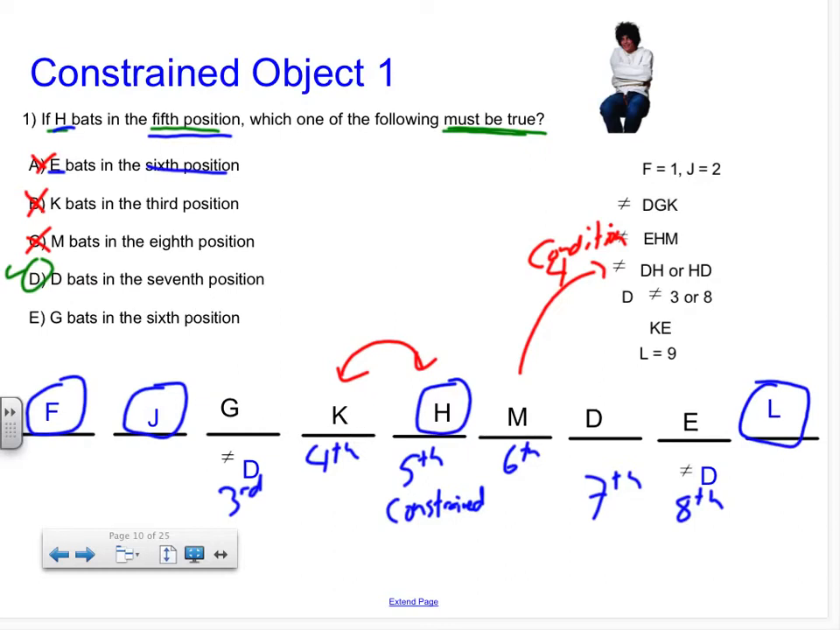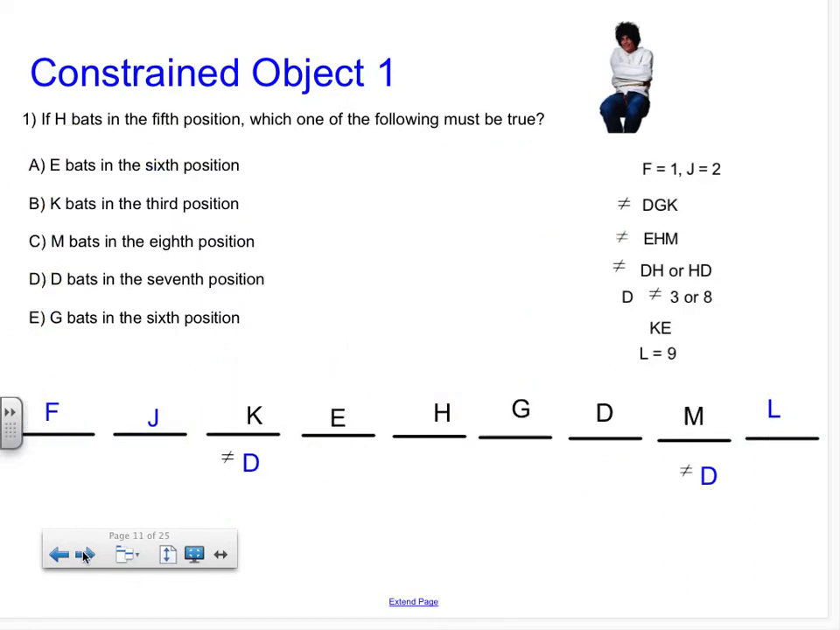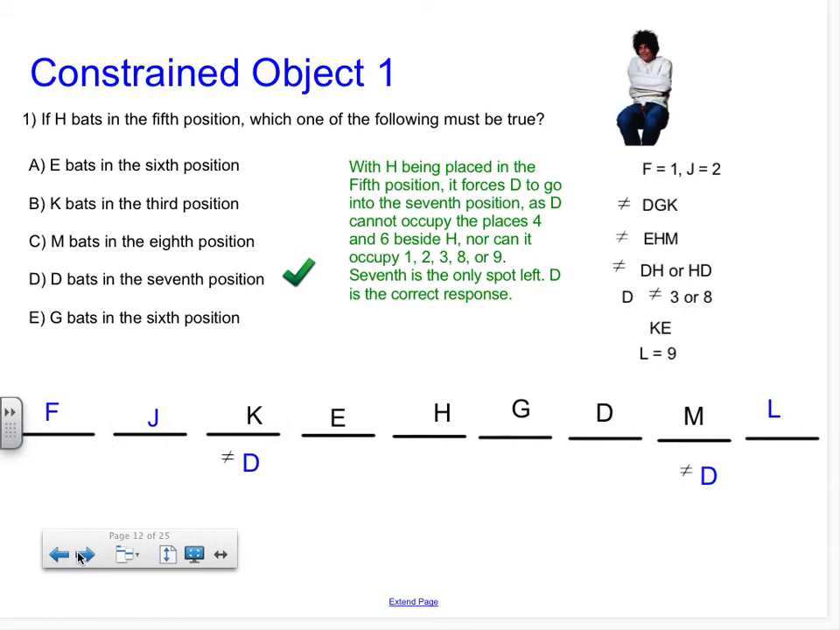Just like that. And just for argument's sake, let's try E. G bats in the 6th position. Well, we can just take a quick look, and right here it's in the 3rd position, and the chart works, so we can get rid of E. And that's question 1. And just to recap, with H being placed in the 5th position, it forces D to go into the 7th position, as D cannot occupy the places 4 and 6 besides H, nor can it occupy 1, 2, 3, 8, or 9. 7th is the only spot left. D is the correct response.